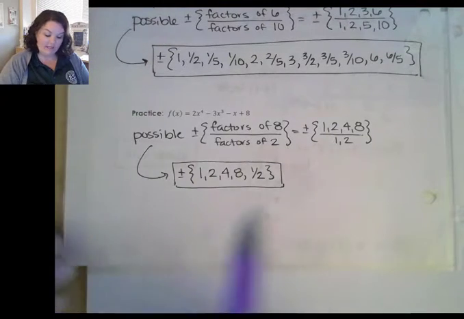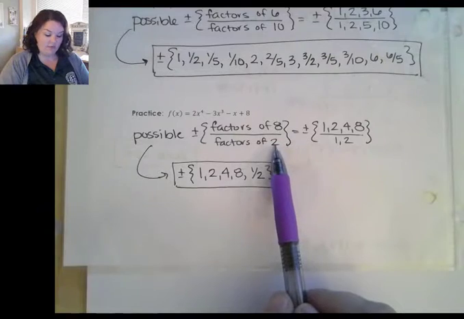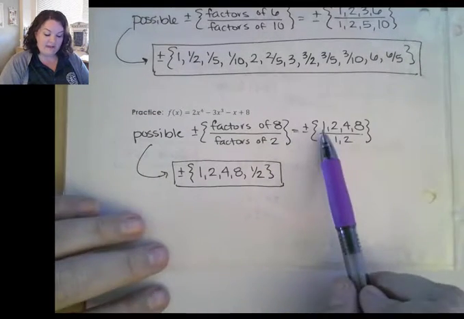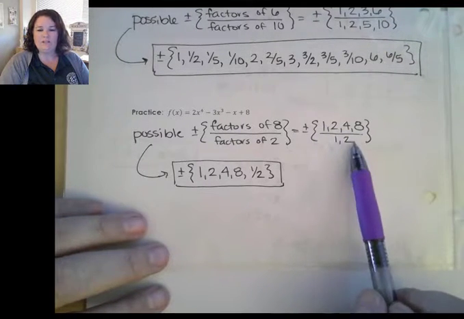Okay, so we're looking at all the factors of our constant term, which in this case is 8, divided by all the factors of our leading coefficient, which in this case is 2. So all the factors of 8 are 1, 2, 4, and 8. All the factors of 2 are 1 and 2.